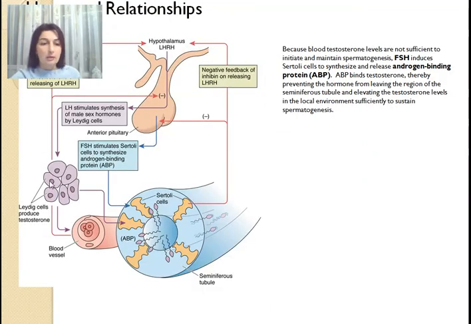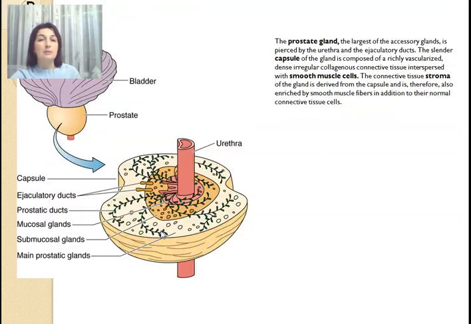Leydig cells, these are interstitial cells. They have receptors for LH, for luteinizing hormone. Under the influence of LH, these cells produce testosterone. But for that testosterone to be able to reach the spermatogenic epithelium, to reach developing spermatozoa, androgen binding protein is needed, which is produced by the Sertoli cells. So Sertoli cells will produce that protein, which will bind testosterone and carry it towards the spermatogenic epithelium.